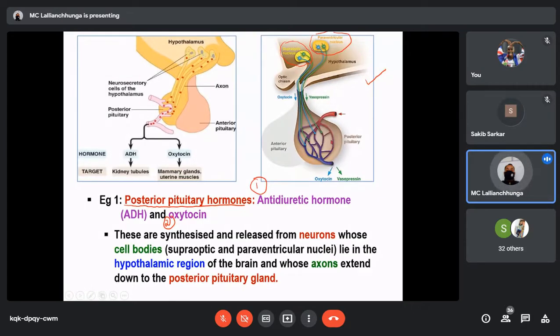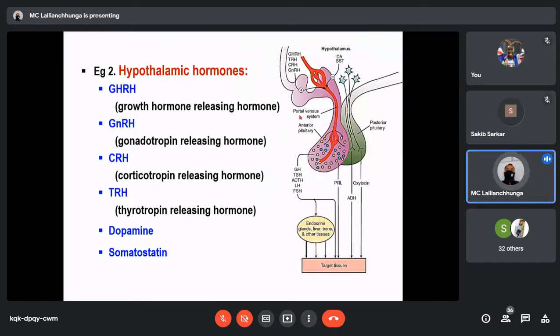So when they are needed in the body, for example, dehydration, which we have already discussed, ADH is required. When that requirement arises, this ADH will be released into the bloodstream. Even oxytocin, when it is needed, will be secreted into the circulation and carried through different parts of the body. So this is the classical example of the neuroendocrine system.